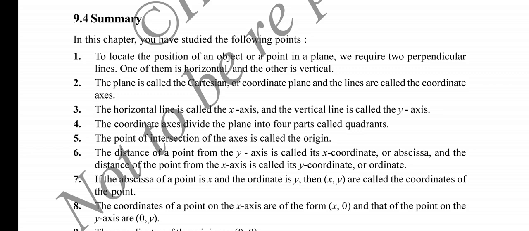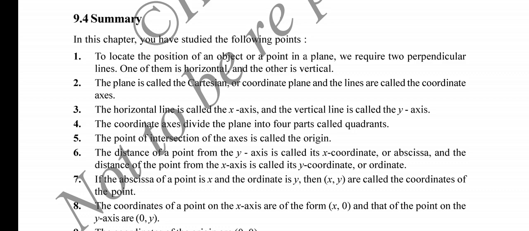One of them is horizontal and the other is vertical. Second point, the plane is called the Cartesian or coordinate plane and the lines are called the coordinate axes. The horizontal line is called the x-axis and the vertical line is called the y-axis. The coordinate axes divide the plane into 4 parts called quadrants. Fifth point, the point of intersection of the axes is called the origin.